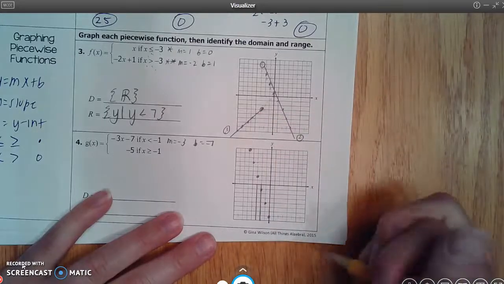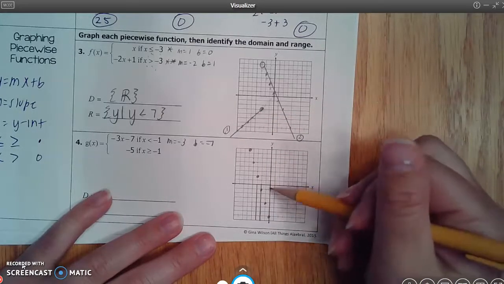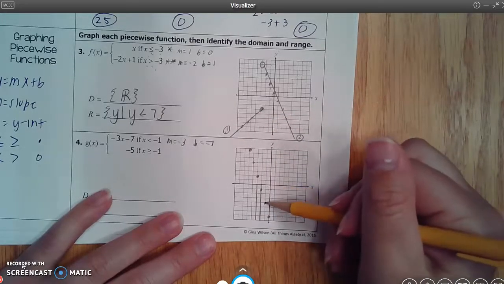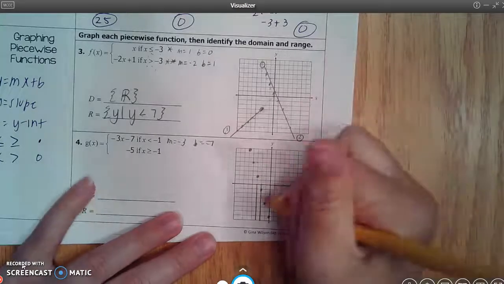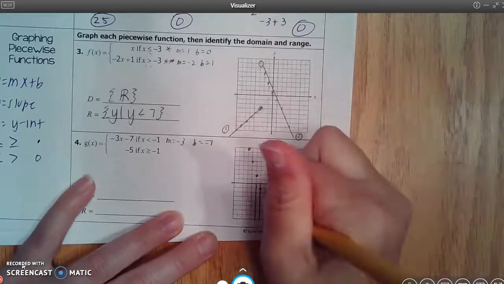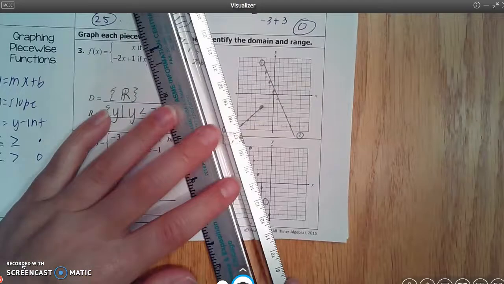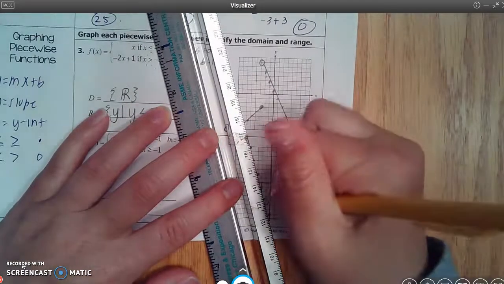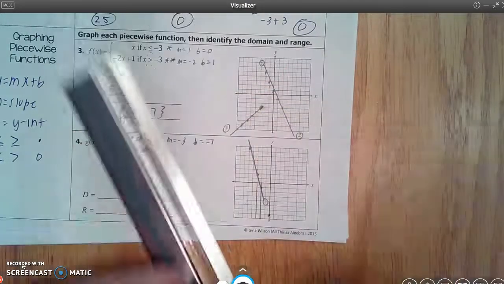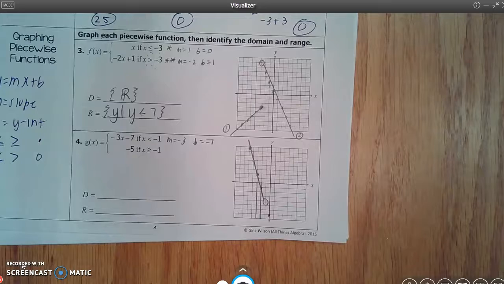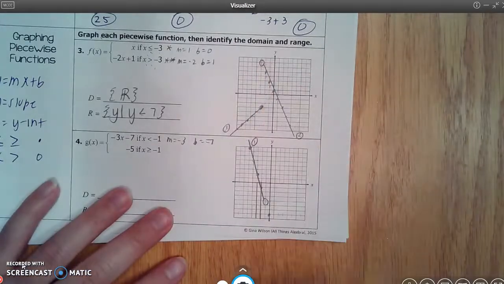Okay, but I want values that are less than -1. So I'm going to find where x is -1. That means I'm looking at this point right here. I want numbers that are less than that, but not equal to, so I need to change this to an open dot. And I want numbers to the left, so I'm going to connect all points to the left of -1. So this is going to represent line 1.